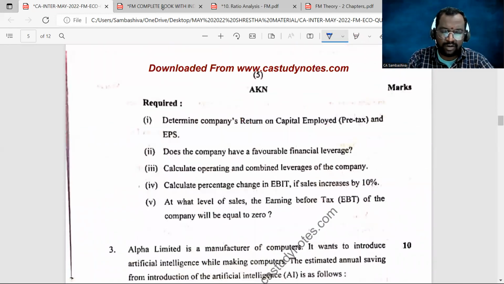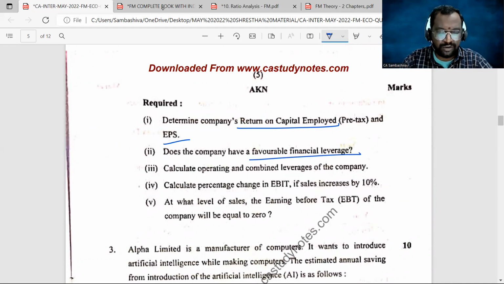So you can see here, determine the return on equity, return on capital employed, and EPS. Does the company have a favorable financial leverage? First, you need to find out the financial leverage, and basing on that, you need to conclude and make a decision. And then you are asked to find out the operating and combined leverages. So that means in total, you have to find out financial leverage, operating leverage, combined leverage.